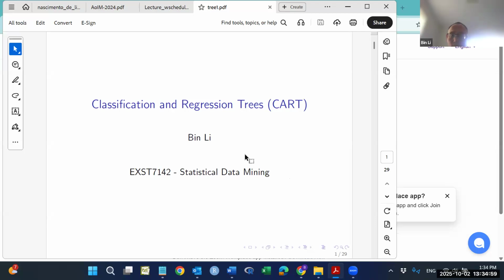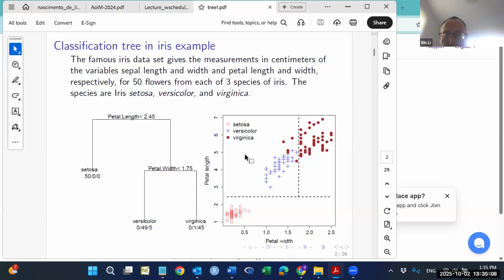Okay. So let's talk about the classification and regression tree, which is one of the most popular data mining methods. So start with classification tree.